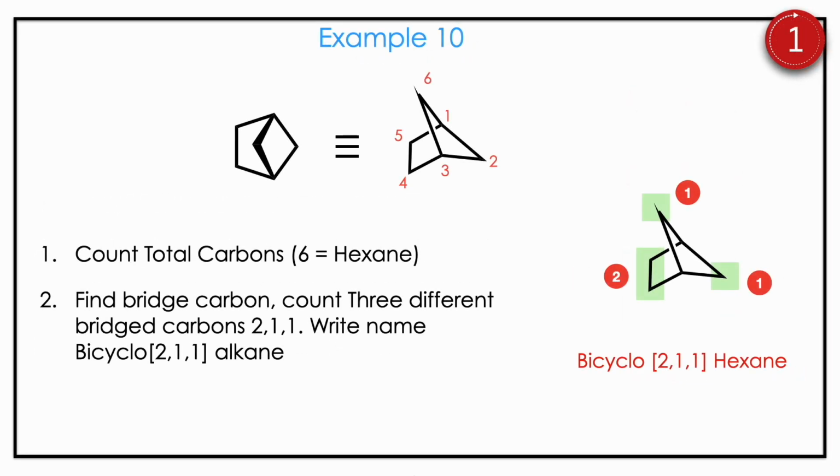Then example 10. Here you have pentane with one bridged carbon. If you redraw nicely, you have a proper 3D structure, a bicyclic compound. The parent will be a 6 carbon system, so it is hexane. Then if you look at the numbering on both sides, it has a 2,1,1 carbon architecture. If you draw in descending order 2,1,1, so the naming will be bicyclo, 6 carbon atoms, 2,1,1 on the sides, meaning bicyclo 2,1,1 hexane.